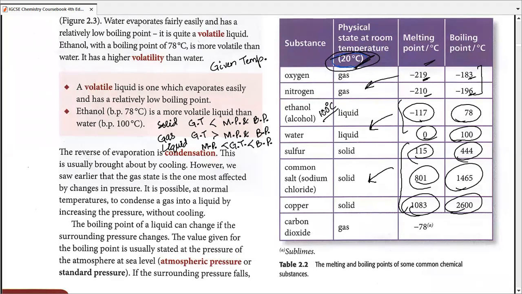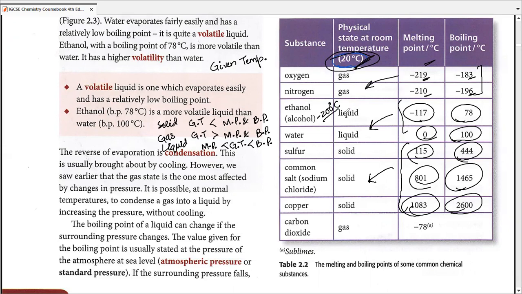Now, if I change this value to, let's say, minus 200 degrees centigrade. Minus 200 degrees centigrade is a smaller number than both the melting point and the boiling point. So what's going to be the physical state at minus 200 degrees centigrade for ethanol? It's going to be solid. Make sense?